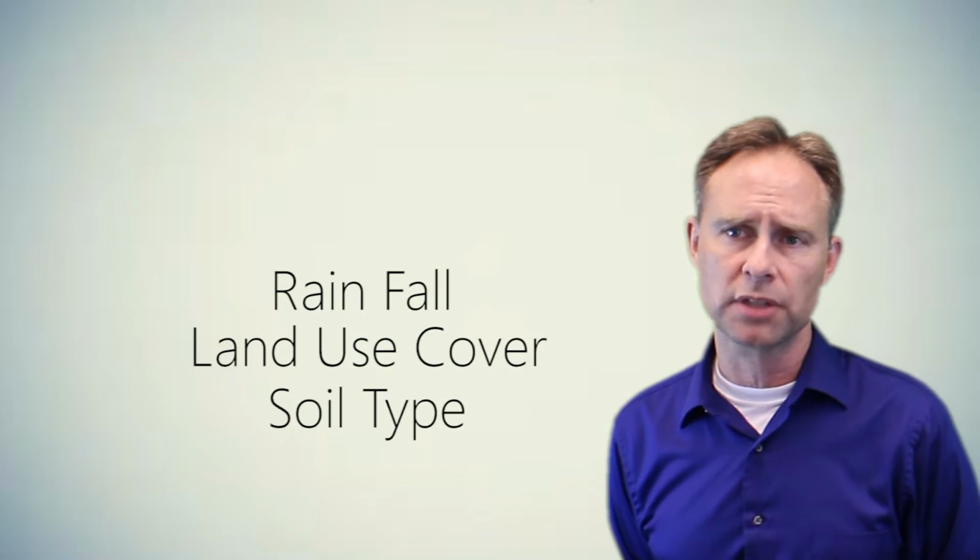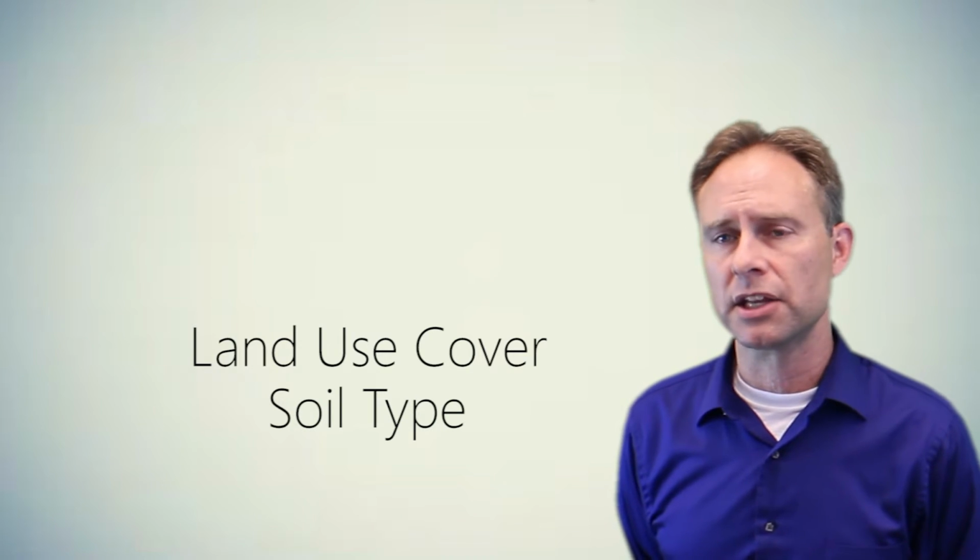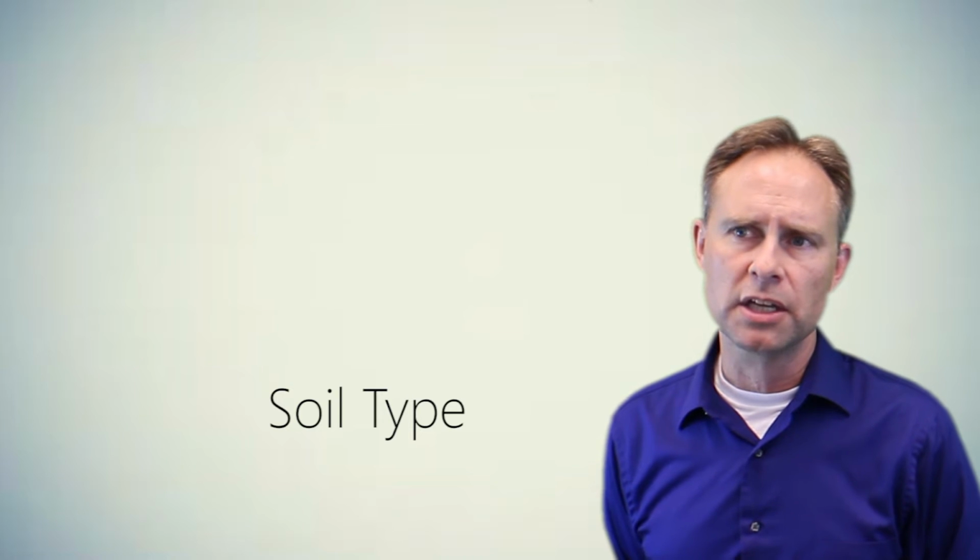Well, with water movement in soil, what we're looking at is three things. We're looking at rainfall, land use cover, and soil type. Rainfall we can't control. Land use cover is part of urban planning decisions. So the last part of the equation is the soil.